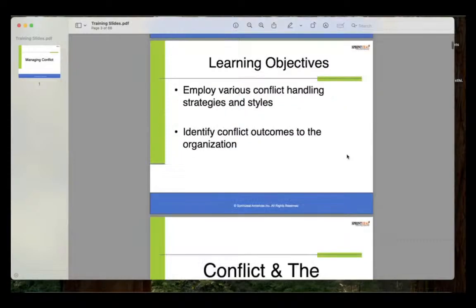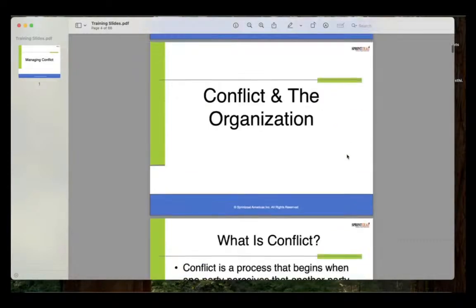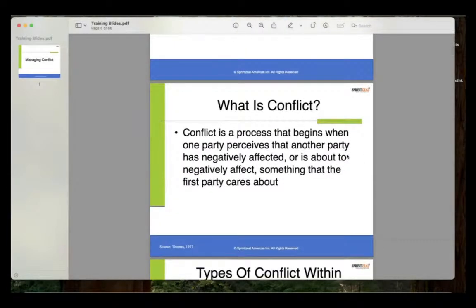So before understanding that, let's see what conflict is. It is basically a process that begins when one party perceives that another party has negatively affected, or is about to negatively affect, something that the first party cares about. That is when the conflict arises, right? When a party thinks that the next party is going to negatively affect something which the first party cares about.